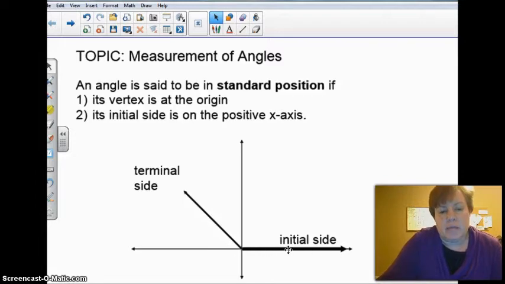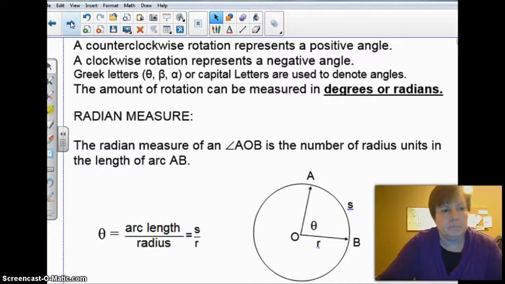When you're here on the positive side of the x-axis, not the negative side over here, that's called the initial side of your angle. And then you're going to go counterclockwise, which would be positive. Okay, so you're coming over here, and this is called the terminal side. And notice the origin is the vertex of this angle. Counterclockwise rotation represents a positive angle. I said that. So then clockwise would be a negative angle.